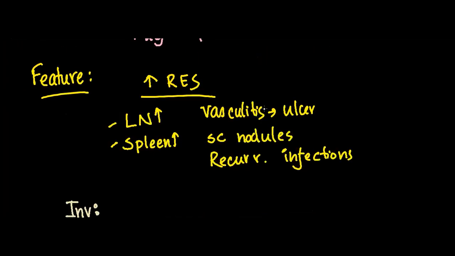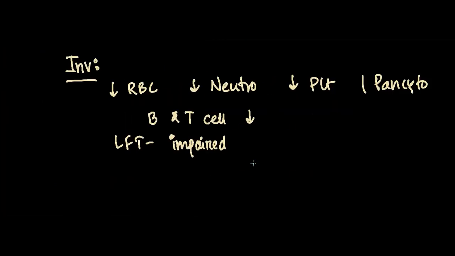What are the features? The patient will have hyperactivity and proliferation of the reticuloendothelial system. So there will be hypersplenism. So spleen will be large and there will be lymphadenopathy. And there will also be the additional features of long-standing RA, such as vasculitis resulting in ulcer, subcutaneous nodule, and recurrent infection due to a decrease in cell counts and impaired function of the B and T cell. Investigation findings will be pancytopenia, abnormal LFT, and decrease in the functionality of the B and T cells.